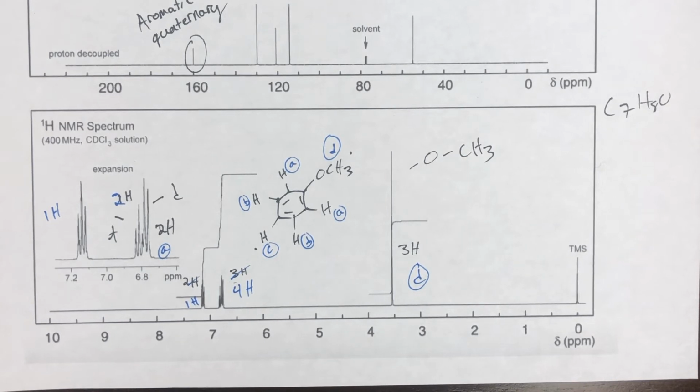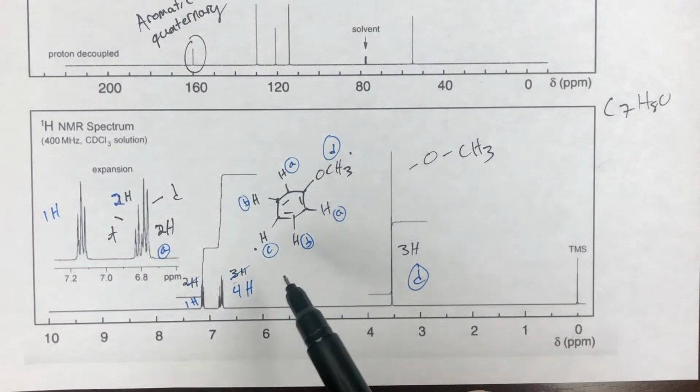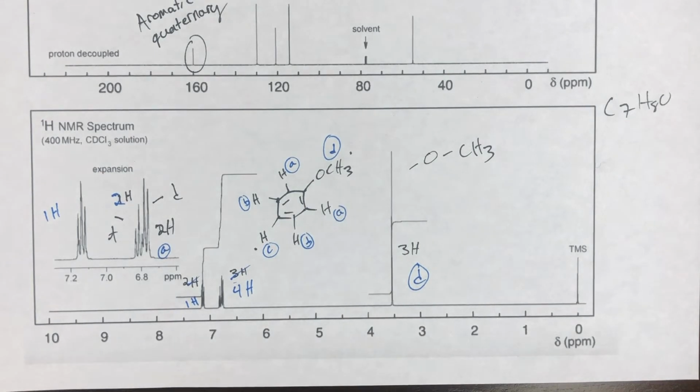Now, one last thing to mention is when you have electron donating groups bound to the ring, that will shift the protons near that electron donating group upfield to lower numbers, which is why A and B are in this group of 4, because they are much smaller. They should have a smaller number because they are bound closer to the electron donating group.